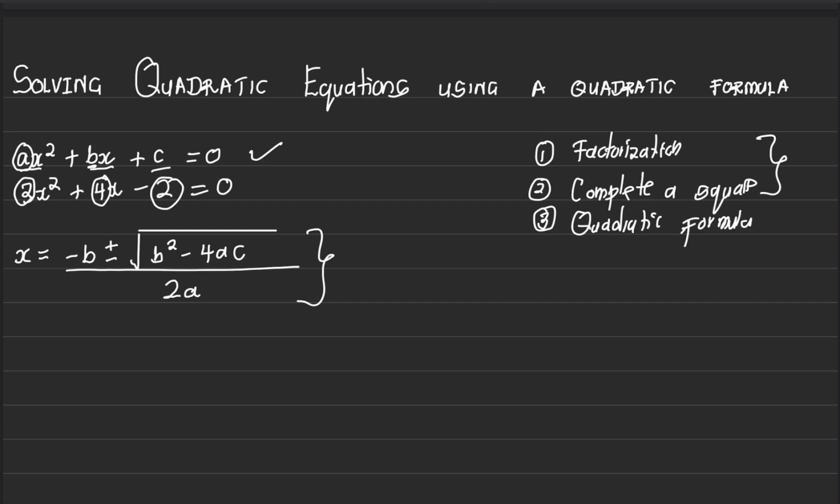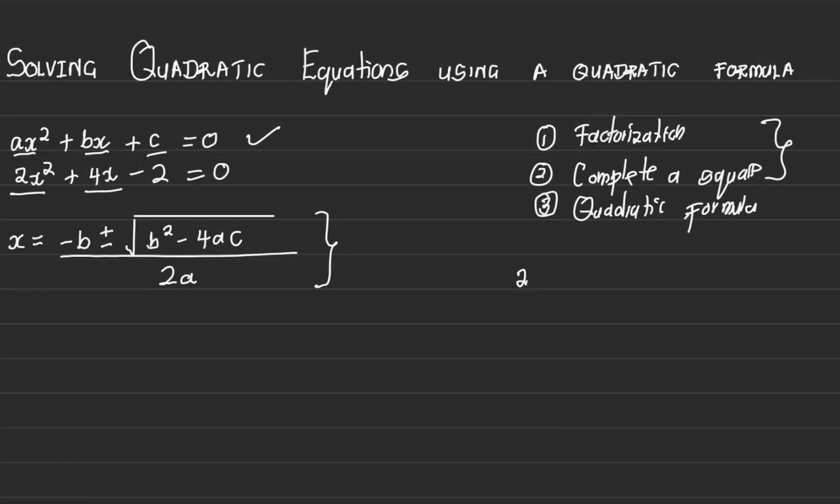At any place where you see a, you substitute it with the coefficient of x squared, and wherever you see b, you substitute that b with the coefficient of x, and wherever you see c, you substitute it with the constant that you have here. So in this equation it will be minus 2. So let's do it practically.